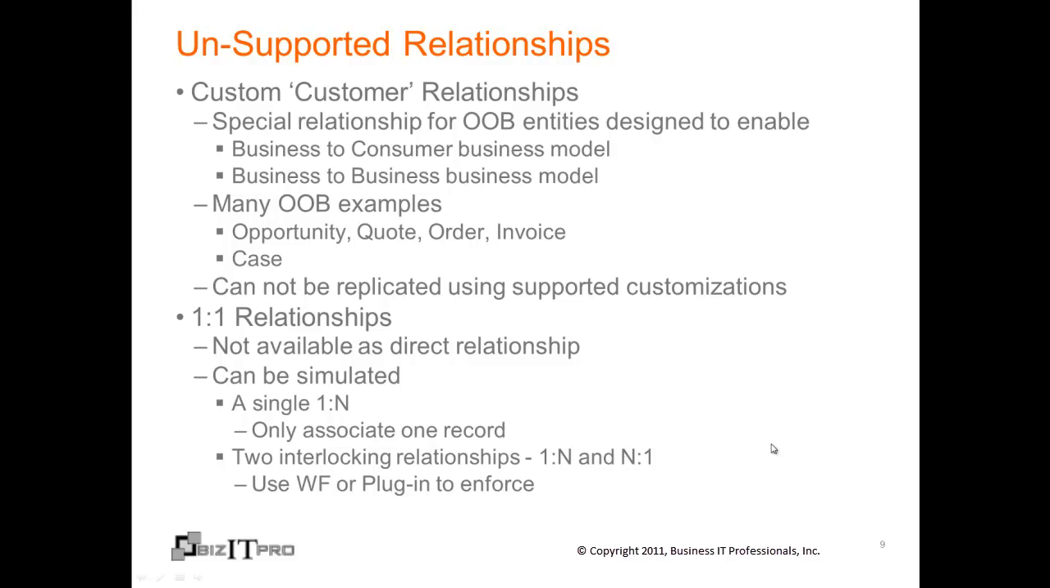The other thing not currently supported is one-to-one relationships. These are not available as a direct relationship using out-of-the-box tools, but it can be simulated, either using a single one-to-N that you only associate one record with, or a pair of interlocking relationships, a one-to-N and an N-to-1. But you would need to use a workflow or plugin to enforce some business rules to make sure that these interlocking relationships continue to be interlocked.